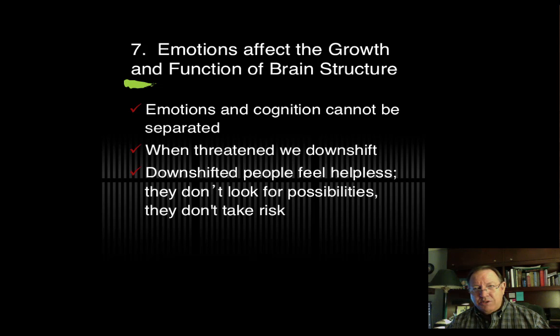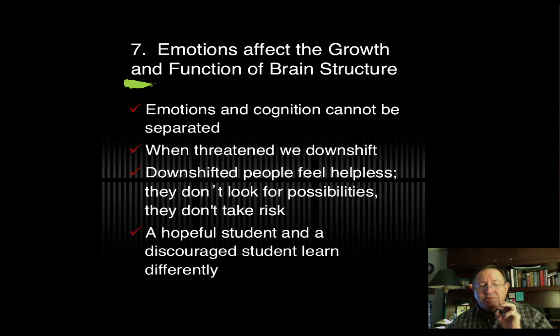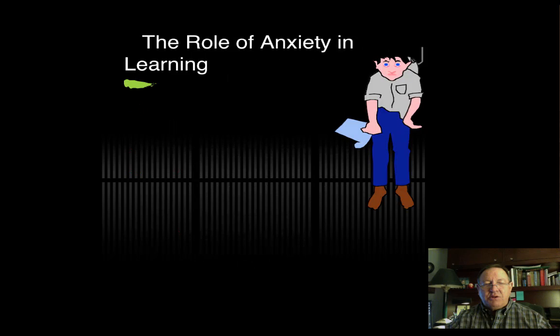You don't look for possibilities. You don't want to explore things. You don't want to take a risk. You just want to get it done and get out of that stress situation. So a hopeful student and a discouraged student learn differently. A student that is hopeful, that feels positive, is one of the reasons why we should help our students see themselves in a positive light, so that we can help them find a better way to learn.